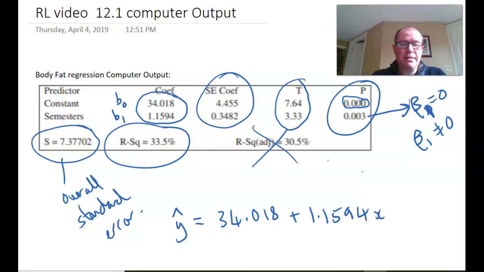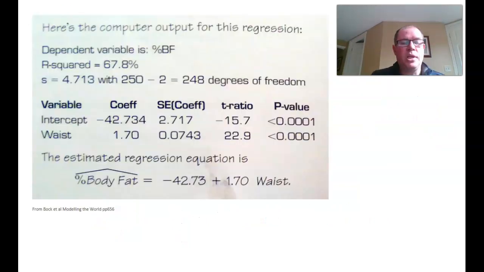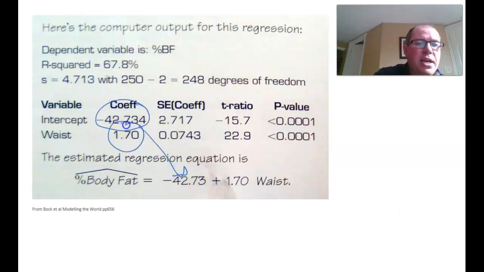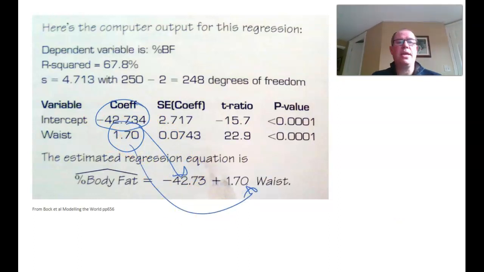Let's have a look at a different computer output. I got this one from Bock et al., Modelling the World, the good AP stats book, and you can see it's laid out a little bit differently, but it's very similar. They've given the test statistic, standard error of the coefficients, the actual coefficients again. Here they've shown that this coefficient is the y-intercept and that this coefficient is the waist, and that's the example we just did. Hopefully you can see that everything is looking similar. And the overall standard error is here, 4.713.